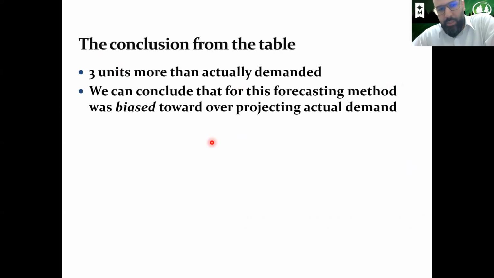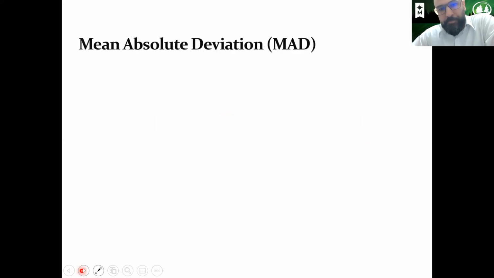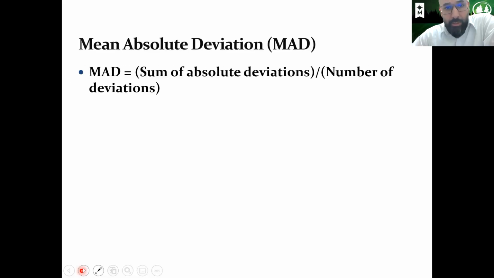The second one, we can conclude that this forecasting method was biased toward over-projecting, over-predicting the actual demand, because of the 3 more units than actual. So this is the bias. Also, another technique we use to calculate forecasting accuracy is called the MAD, or the mean absolute deviation, which is the sum of absolute deviations divided by the number of deviations.